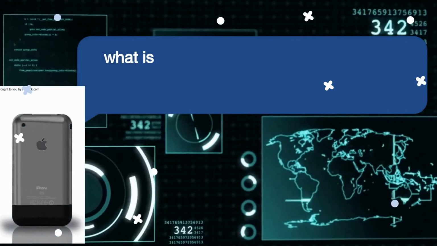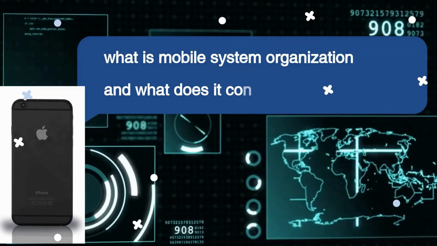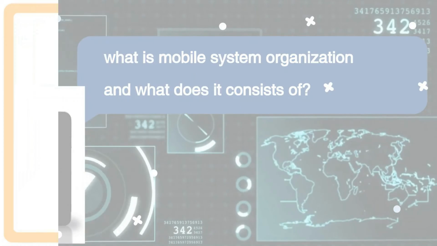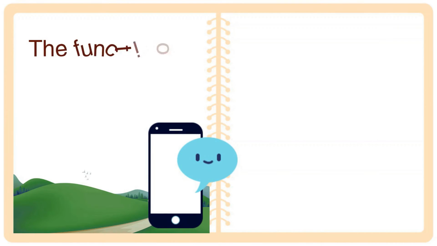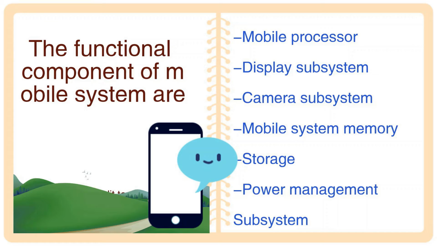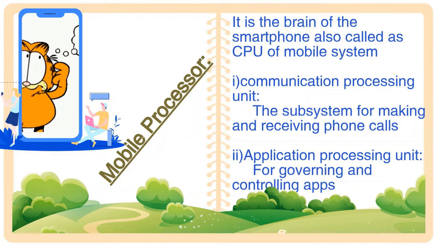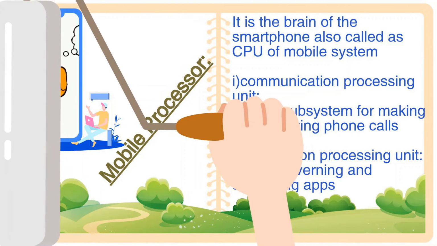We are in the world of mobile phones. Till now we saw about computers, but what about mobile phones? What does it consist of? Let's get to know about this. The functional components of a mobile system include mobile processor, display subsystem, camera subsystem, mobile system memory, storage, and power management subsystem. Mobile processor. Just like the CPU in the computer, mobile has its processor, which could be a communication processing unit and application processing unit, for making and receiving phone calls and governing and controlling apps.